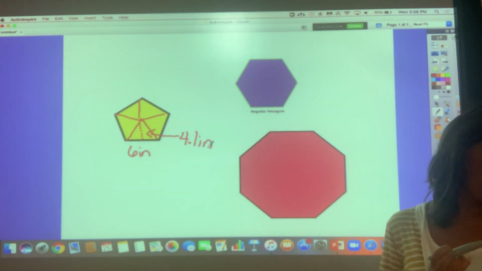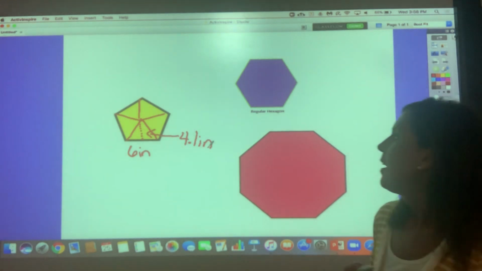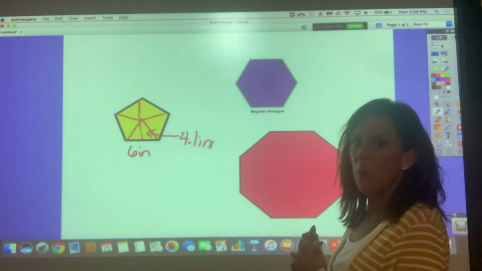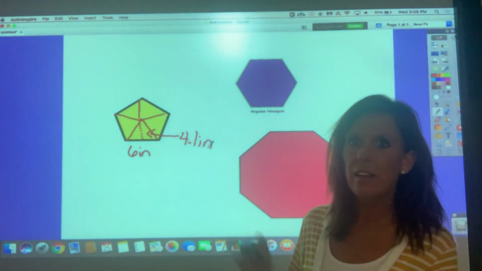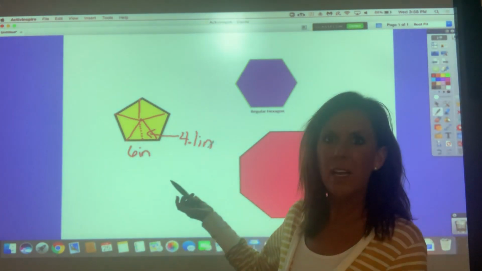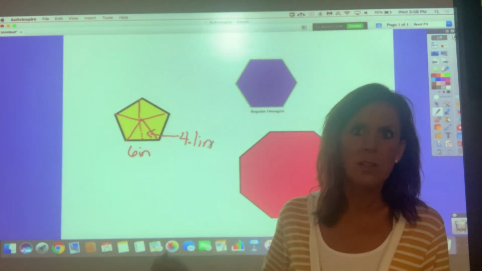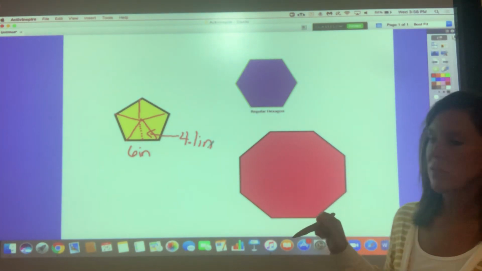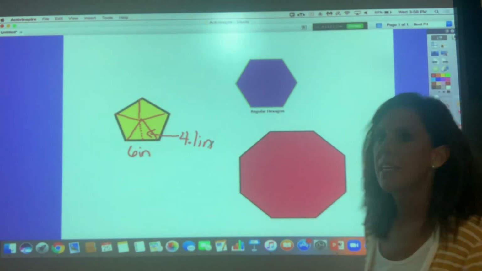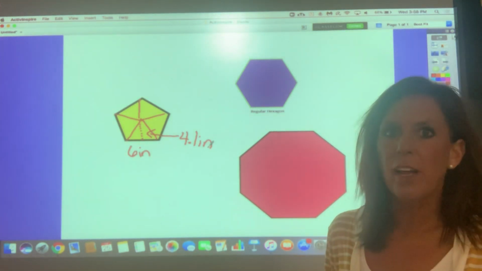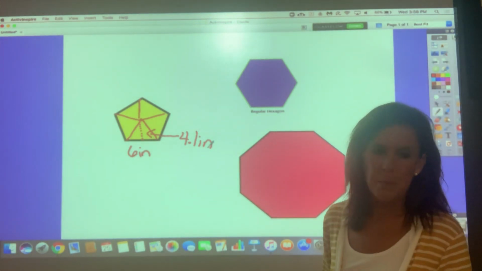So 3 times 4.1. Okay, hopefully you got 12.3. And since this is a pentagon, without even splitting it, we already know that it's going to be able to be split into 5 identical triangles. So let's take that answer and multiply it by 5. So 12.3 times 5 would give us the area of this regular pentagon. So let's see what we get.